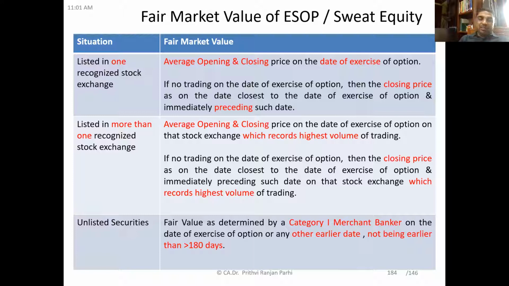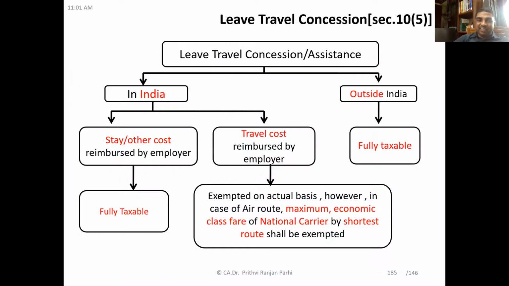or other earlier date, not being more than 180 days. Okay, so fair market value shall be decided on the basis of the valuation report issued by category 1 merchant banker, but not being earlier than 180 days. That means it should not be more than 6 months old valuation. So recent valuation report within 180 days should be taken. Understood? This is how fair market value can be arrived at.